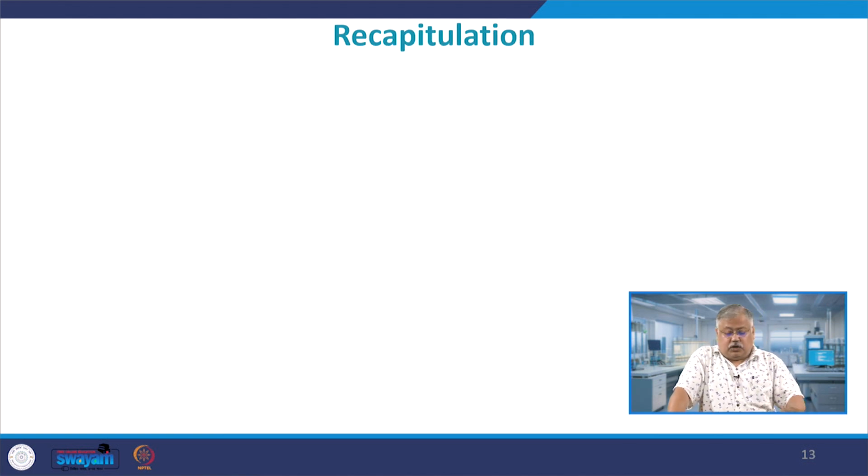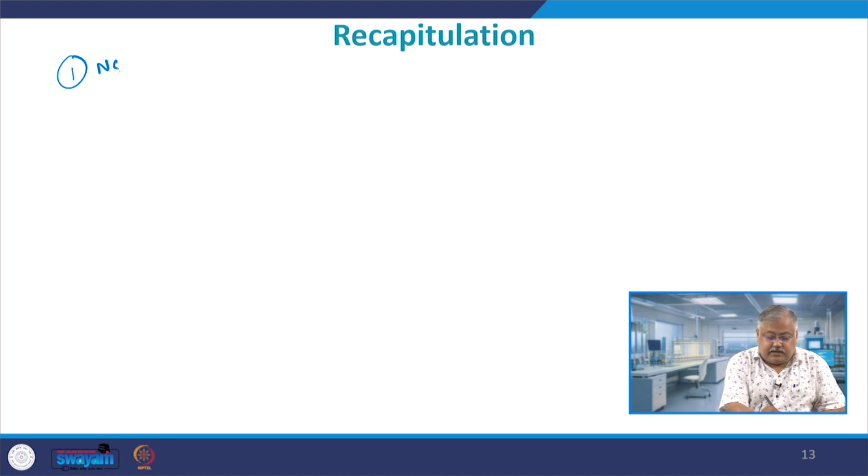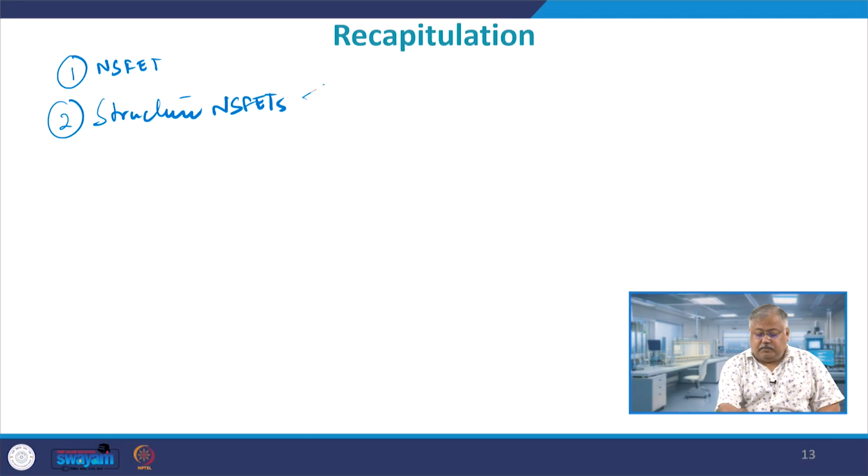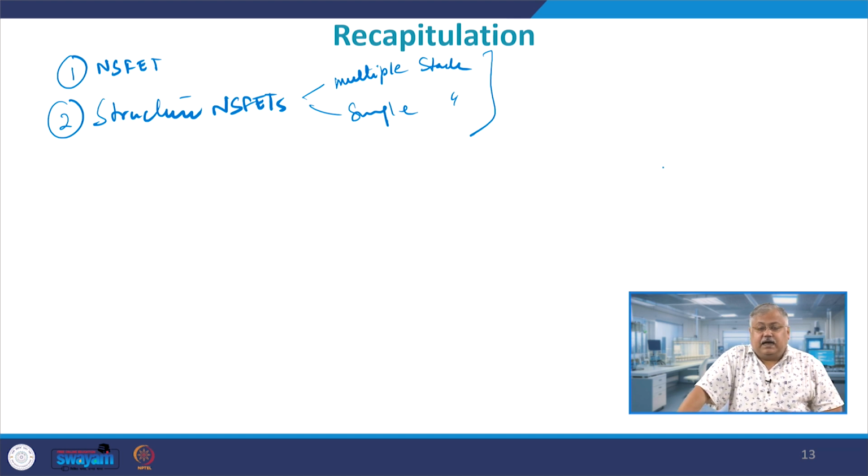So, let me recapitulate what we did in these few elements of this design. We looked into a nanosheet FET, NS FET, and then looked at the various structures of NS FET. Remember, we can have multiple stacks or a single stack. What are the relative advantages and disadvantages of multiple stack and single stack?